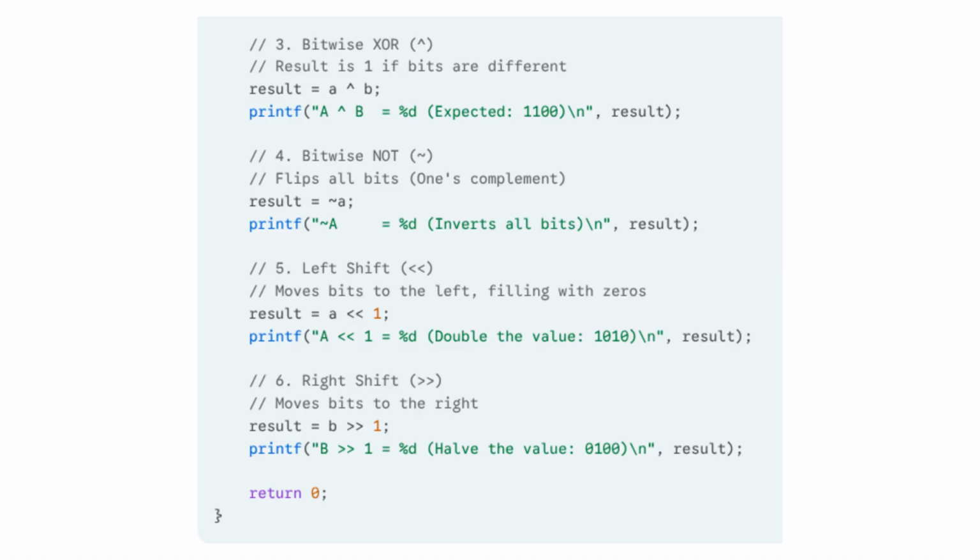And at the very end, return 0 tells the computer that the program finished running successfully. So let's quickly recap all 6 bitwise operators we learned today. AND gives 1 only when both bits are 1. OR gives 1 when at least one bit is 1. XOR gives 1 when the bits are different. NOT flips every bit. Left shift moves bits to the left and doubles the value. And right shift moves bits to the right and halves the value.